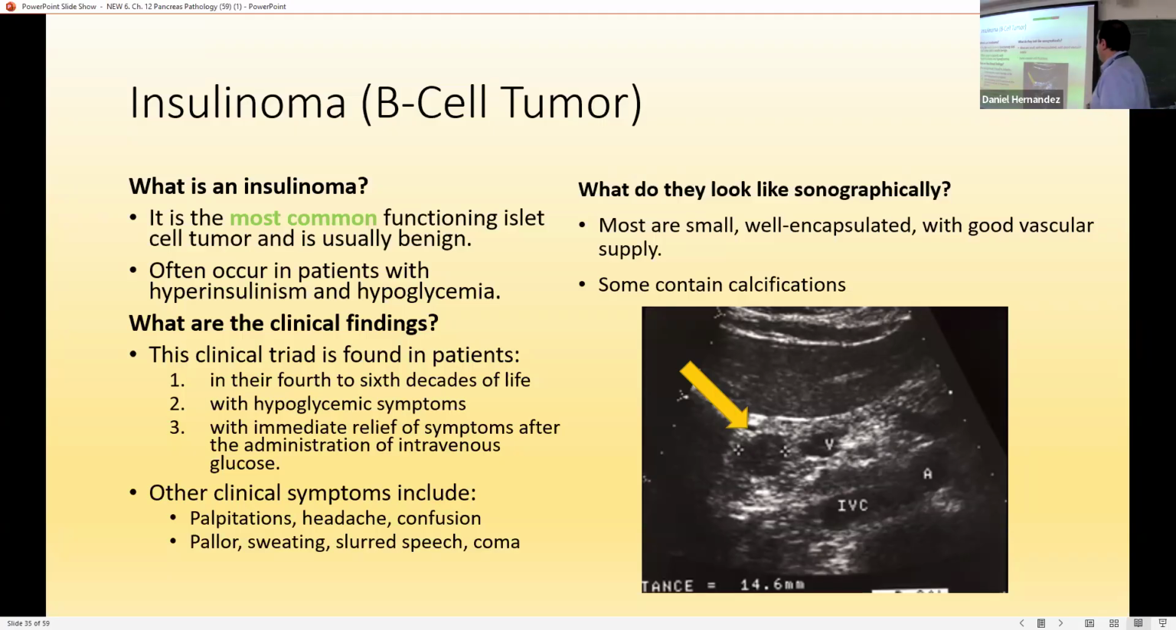What do they look like sonographically? They're fairly small, they're well encapsulated, they have a good vascular supply. Again, that's one of the things we look for with these lesions, the vascular supply. Some might contain internal calcifications.